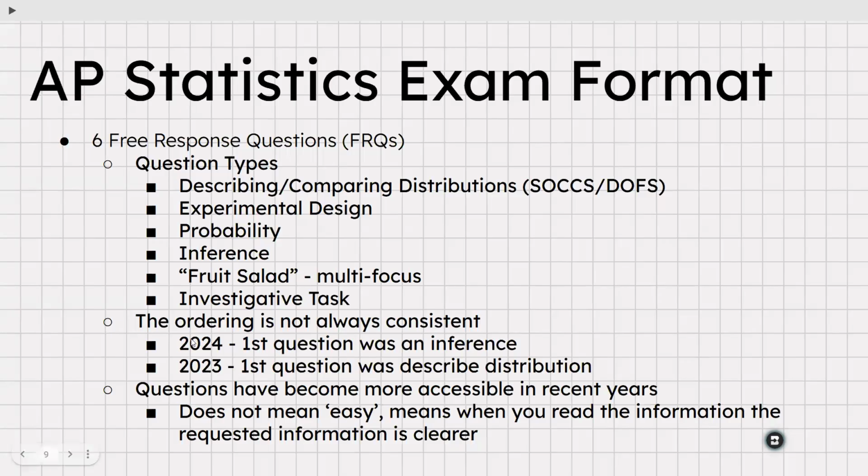I can update this. 2025 was a SOX, was describing a distribution. 2024 was an inference. 2023 was a SOX. They don't have them set in stone which one's first.